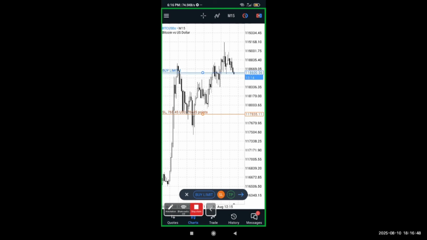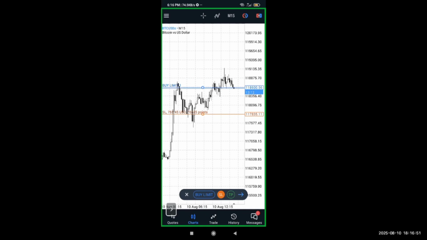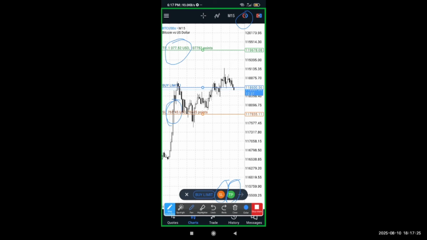For setting your TP, it is going to be this one for TP. So I'm going to click on it, and it will bring out the TP option for me. You can click that line and drag it to where you want to set as your TP. So I can set TP to be at this price. You can see it means if price is to go in my favor, I'm going to get $1,077 as profit, as you can see written here.